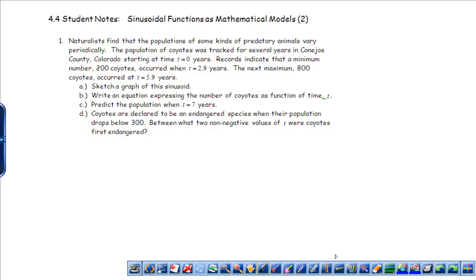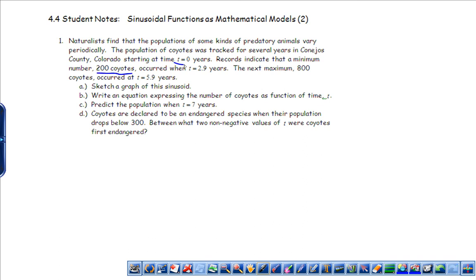This is 4.4 Student Notes, Mathematical Models, Day 2. Naturalists find that the population of some kinds of predatory animals vary periodically. The population of coyotes was tracked for several years in Colorado, starting at time t equals 0 years. Records indicate that minimum numbers, 200 coyotes, occurred at time equals 2.9 years. The next maximum at 800 coyotes occurred at 5.9 years.